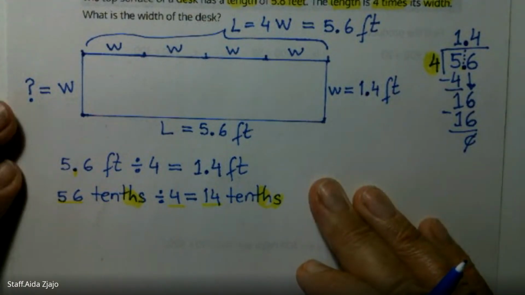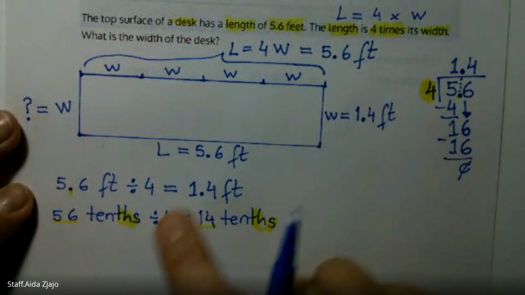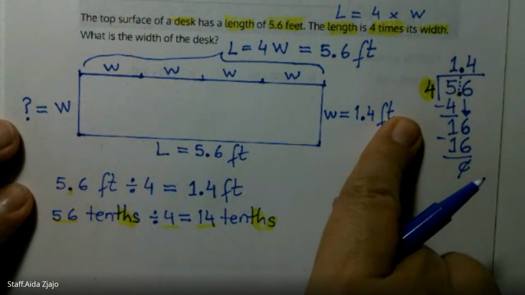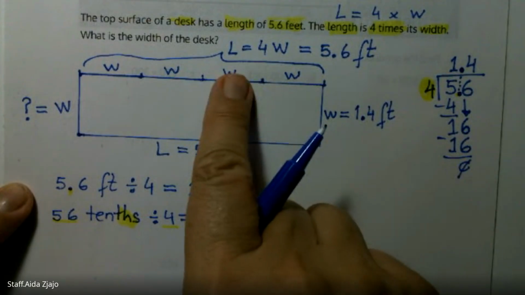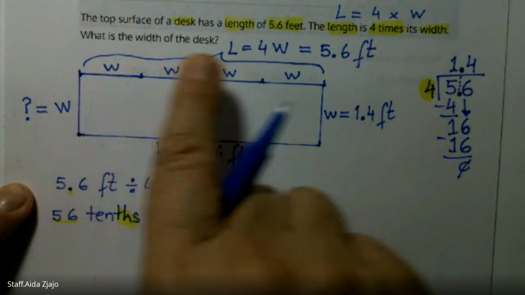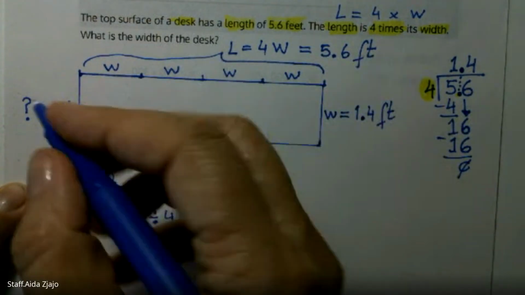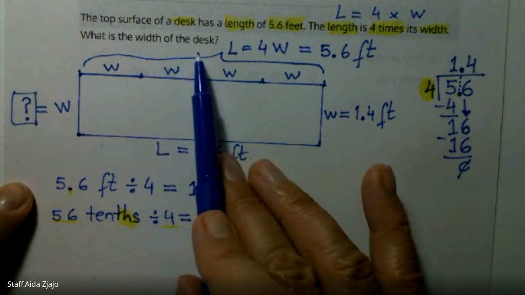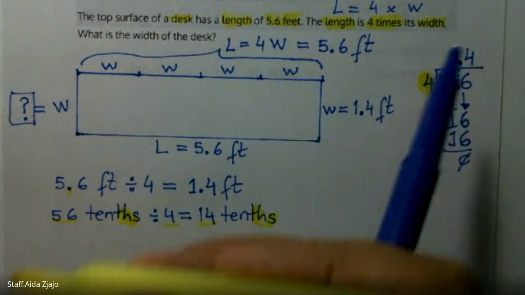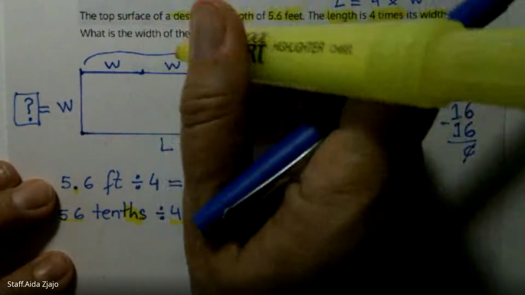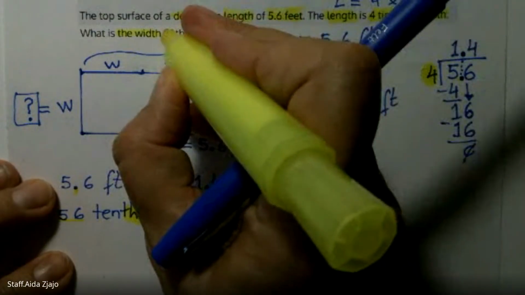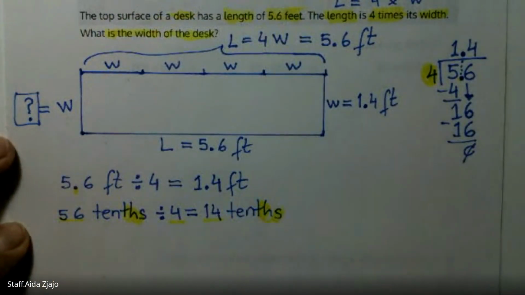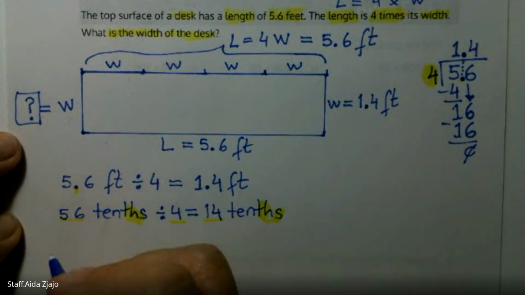Okay, so that means each of these parts is 1.4 feet, because together 1.4 plus 1.4 plus 1.4 plus 1.4 makes 5.6 feet. All right, so they ask, what is the width of the desk? And now our job is to use that the width of the desk is 1.4 feet. And we're going to write our answer.